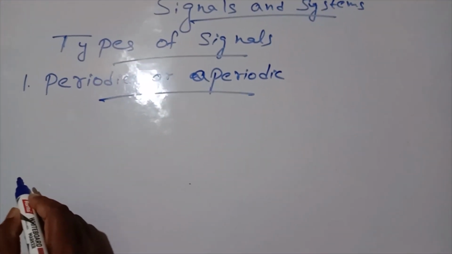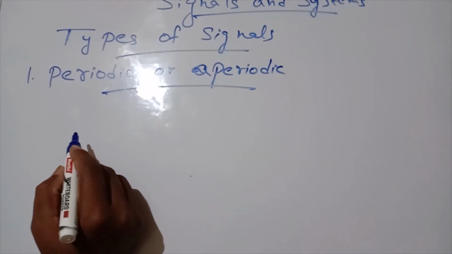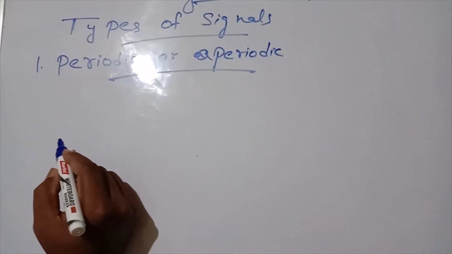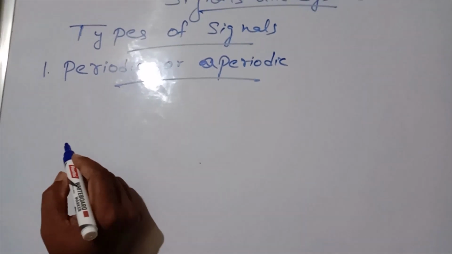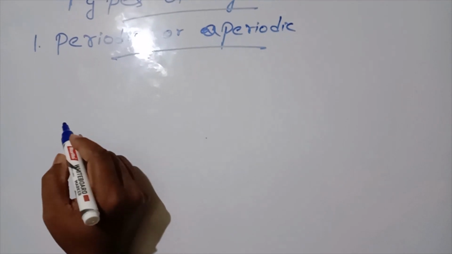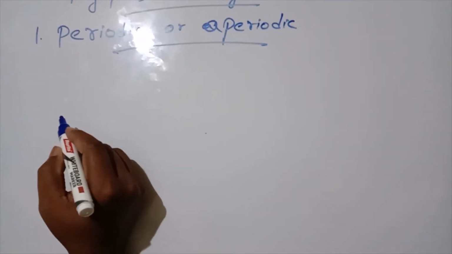What do you mean by periodic signal? A periodic signal is a signal in which the signal repeats its instantaneous amplitude after every constant period. I will explain it with an example.